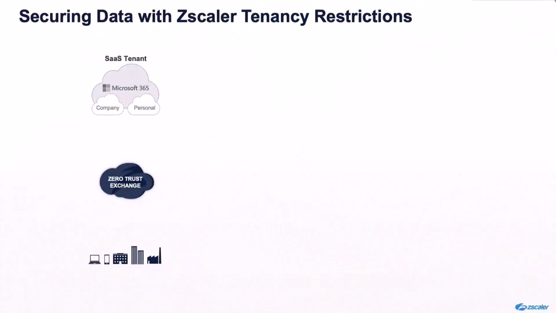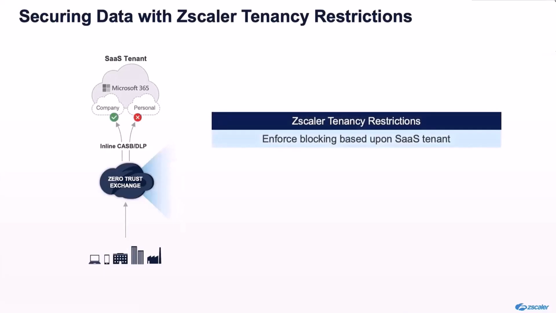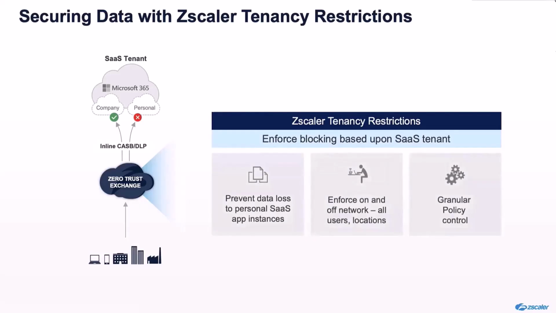With Zscaler tenancy restrictions, we can enforce blocking based upon SaaS tenant. In our example here, you can see that for any user, we can block their access to their personal Microsoft 365, but still allow them access to the corporate version. Why you may want to do this is because you want to prevent data loss to an unsanctioned location. With Zscaler, you can do this across all users on and off network, and we give you flexible policy control. Let's see what this looks like in the user interface.